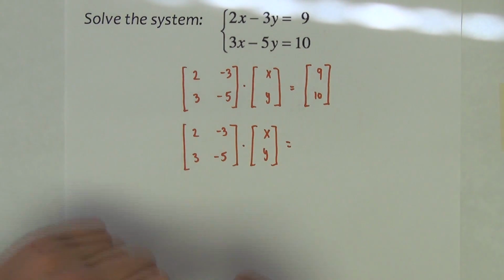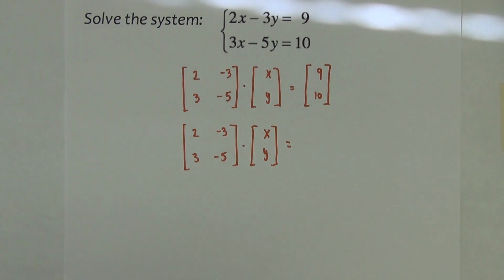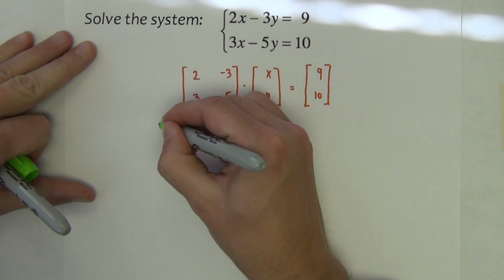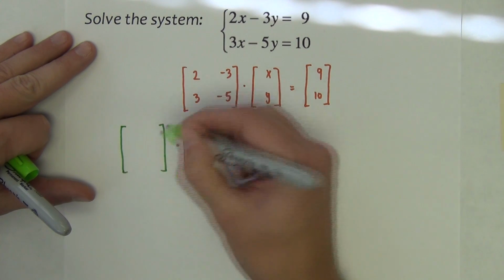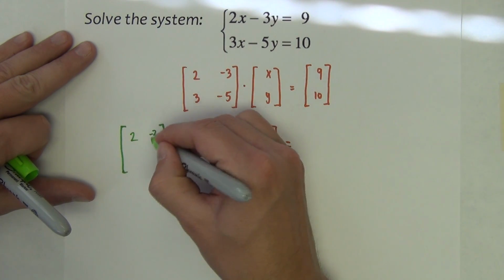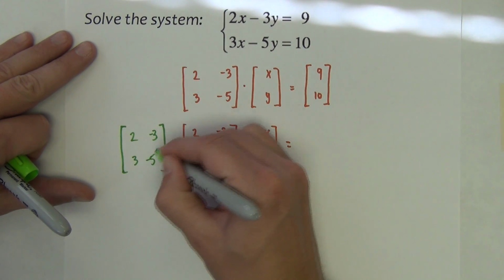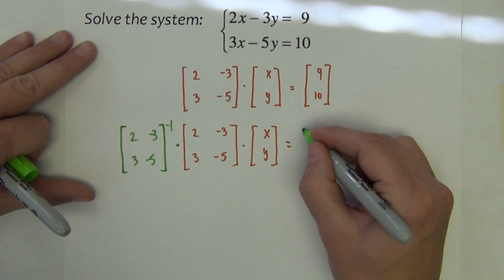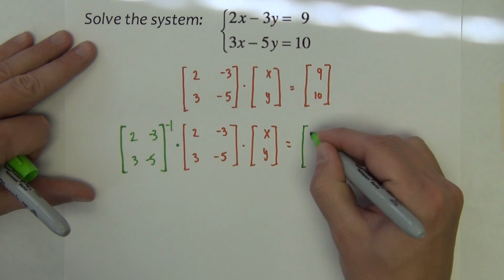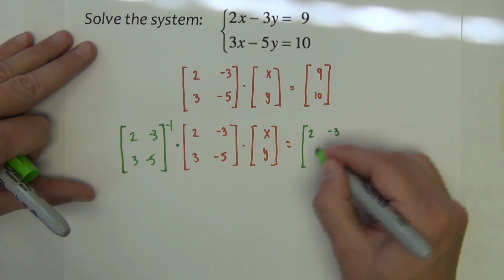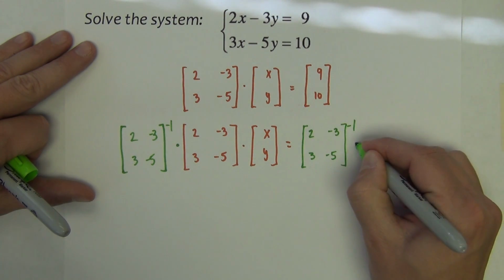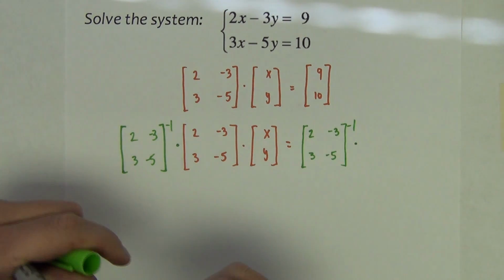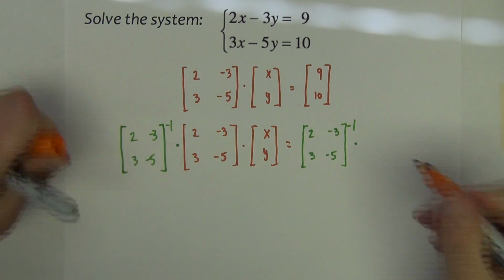What I'm going to do is multiply this side by the inverse matrix of the coefficients. So that's indicating inverse. And so I'm going to multiply by the inverse on this side as well.